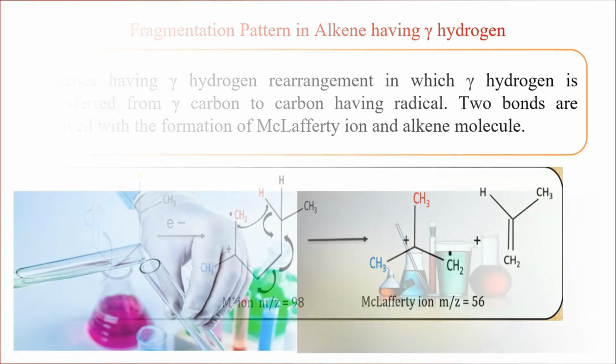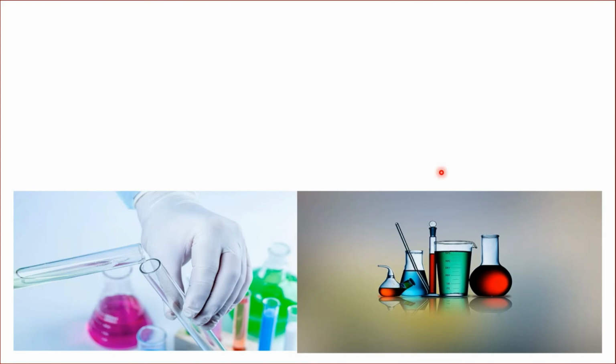So in today's lecture, we have discussed the fragmentation pattern in case of alkane and alkene with example. Also, we have studied the mass spectrum and interpretation of mass spectrum of alkane and alkene. In next lecture, we will see the fragmentation pattern of different functional groups.